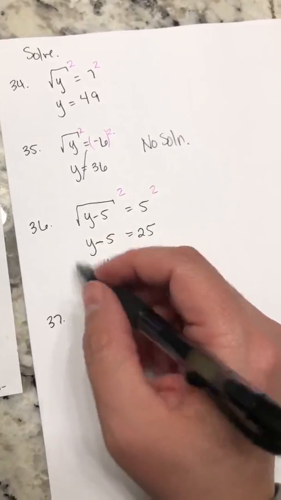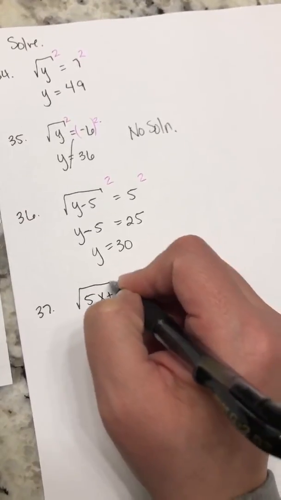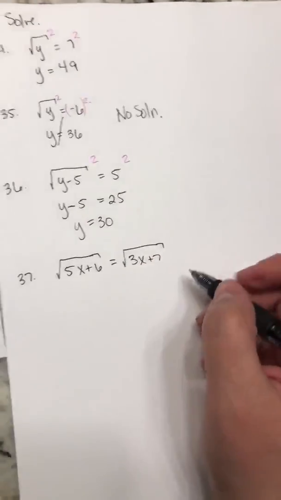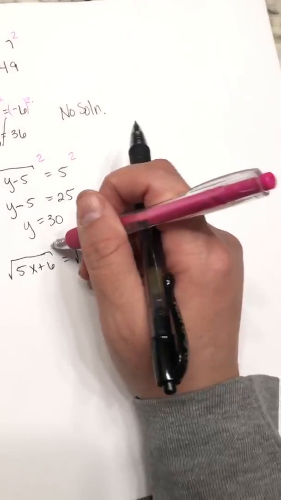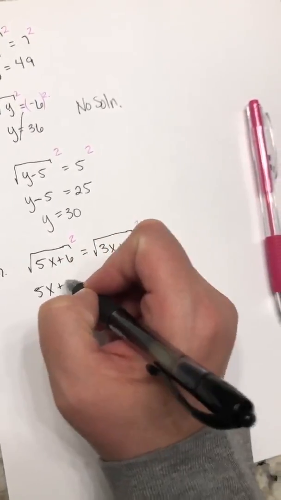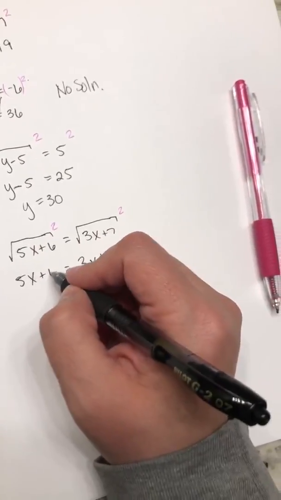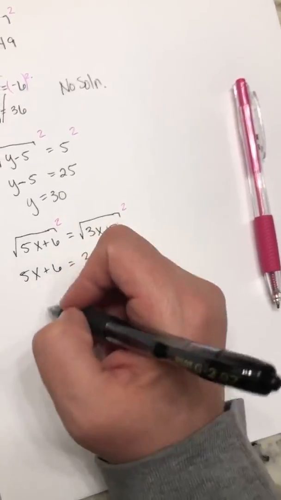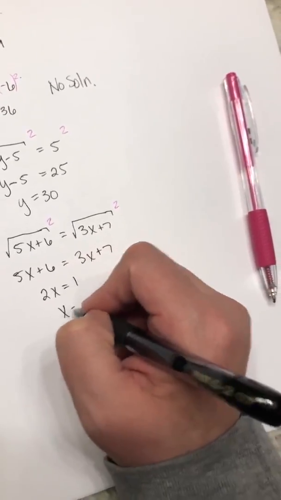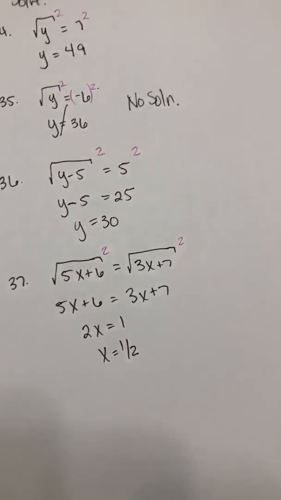For this last one here, the square root of 5x plus 6 is equal to the square root of 3x plus 7. Again, I'm going to square both sides. If I square both sides, the square roots go away. So I'm going to solve. I'm going to subtract 6 on both sides and move my 3x over to this side. So 5x minus 3x is 2x. 7 minus 6 is 1. Divide by 2. X is 1/2. And again, check it. When you check it, you should get the square root of 17/2 on both sides, which does work.